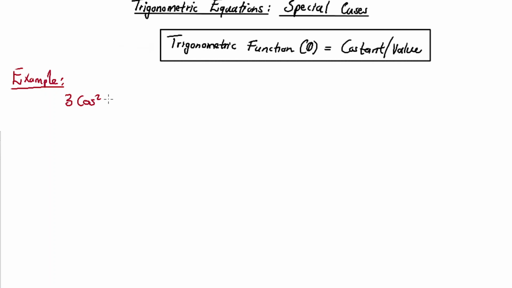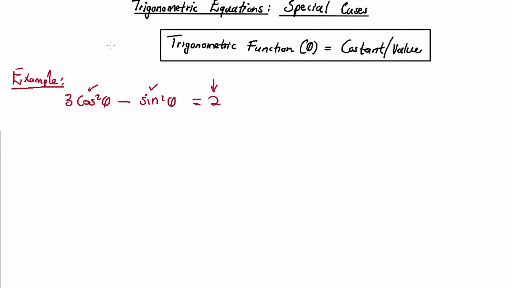3 cos squared theta minus sine squared theta equal to 2. So here we have a bit of a problem. We have a bit of a jam now. Now, the cos and the sine are both squared, and it's equal to some value.